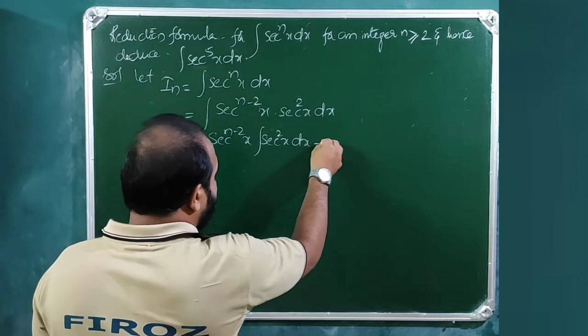Hence the question asks to evaluate the integral secant power 5 x dx. So let us evaluate it. Integral secant power 5 x dx, let this be I 5. So this 5 is greater than 2. Therefore, the reduction formula which we have got here can be used.